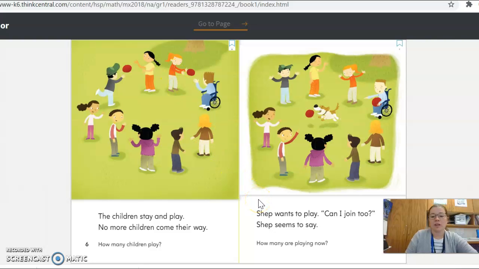Shep wants to play. Can I join too? Shep seems to say. How many are playing now? We had the 9 over here, and the dog came in the middle, so 9 and 1 more is 10.